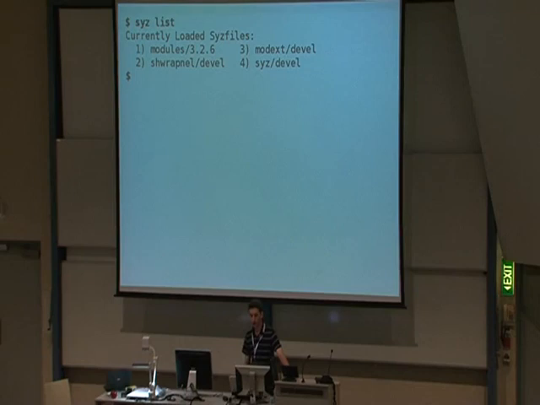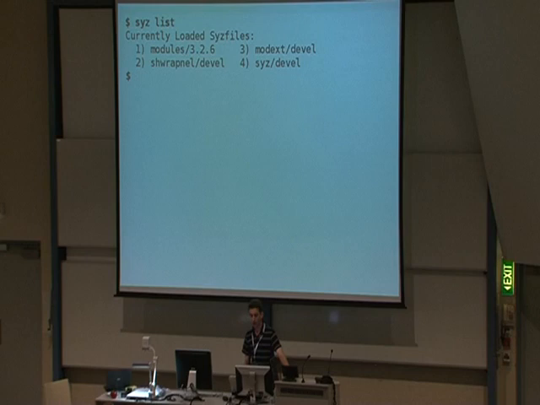So for the modules piece of software, it's a specific version called 3.2.6, but the other pieces of software are Devel. The version is Devel, which basically means they're Git clones, which makes doing development work a little bit easier.